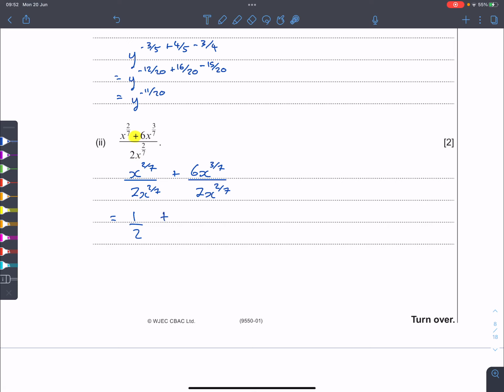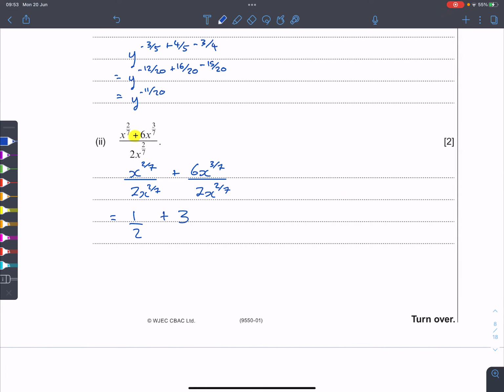Plus, okay, if I deal with the number part first, I got 6 over 2, which is 3. And then x to the 3/7 divided by x to the 2/7, we're going to do a subtraction. So 3/7 take away 2/7 is 1/7. So overall, this becomes 3x to the 1/7, and then that can't be simplified any further.